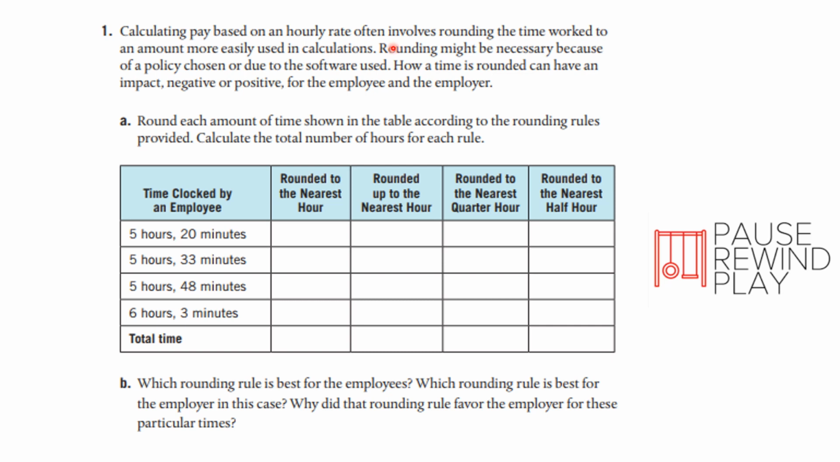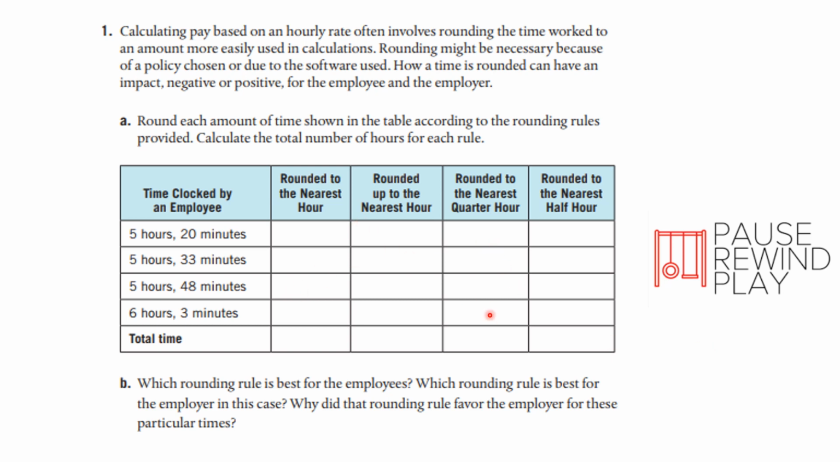Calculating pay based on an hourly rate often involves rounding numbers to amounts more easily used in calculation. These can be policies or due to the software being used. But how time is rounded can have an impact on how much an employee gets paid and how much the employer has to pay. So here I'm asking you to round each amount of time in the table according to the rounding rules provided, and calculate the total number of hours worked in this week for each of those.